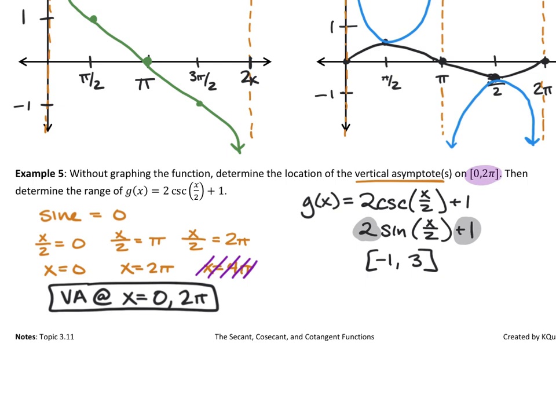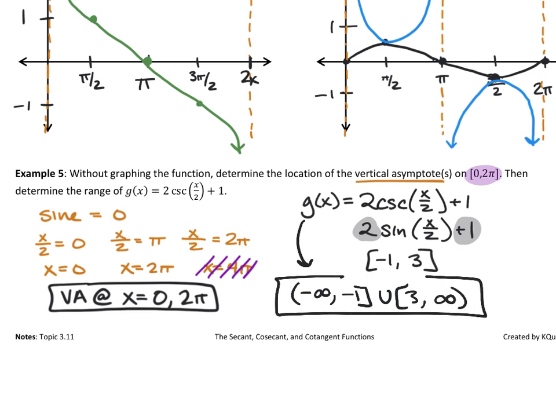Which then means that our function g of x is going to have a range that is just outside of that boundary. So our range is from -infinity to -1, and then from 3 to +infinity. So again, if we think about its reciprocal value, we're going to be able to determine the range of the function itself, since it's literally everything else outside of that range.